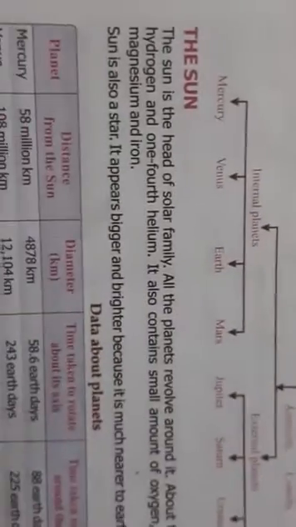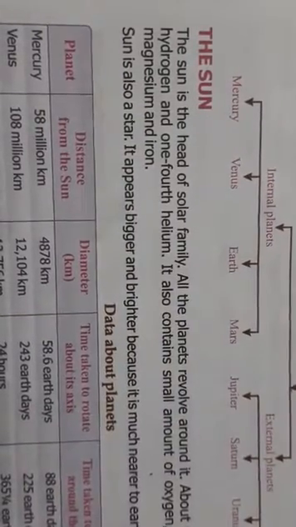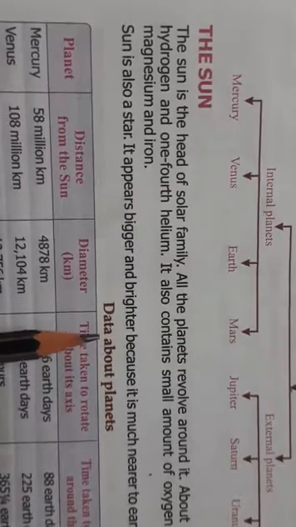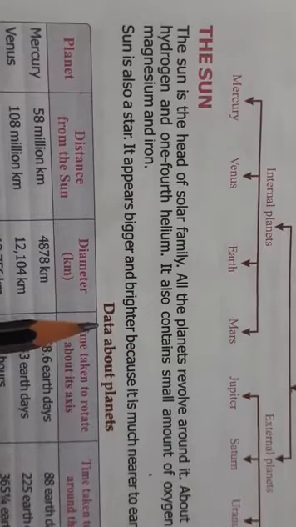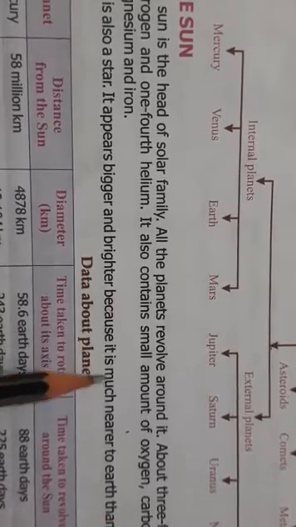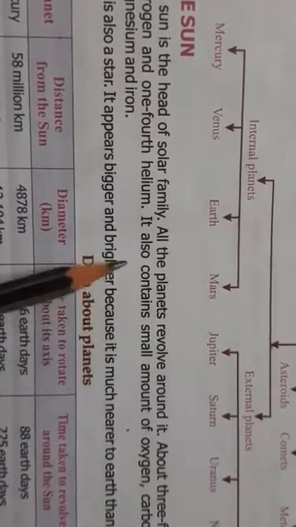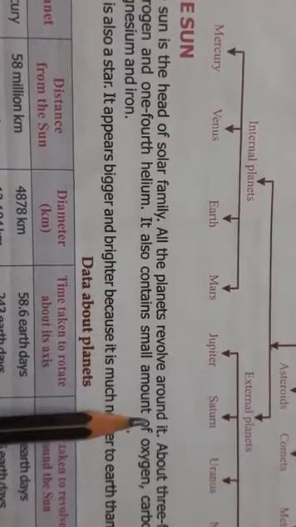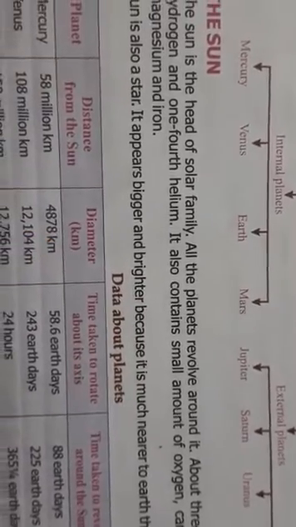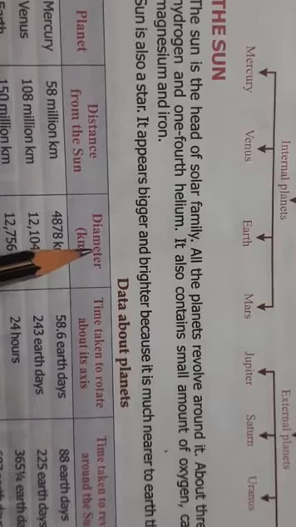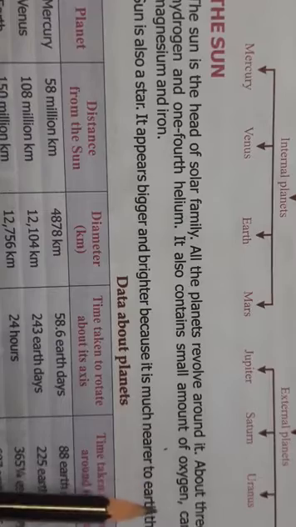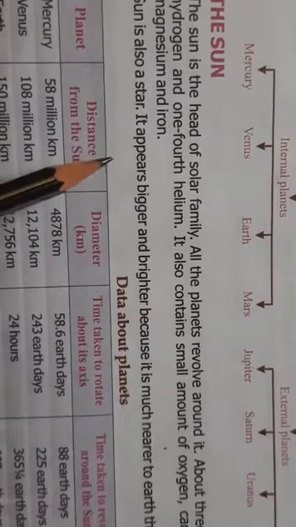Now we come to the head of the solar family, that is the sun. You all know, children, you have already been studying all these years about the sun and the planets. So we will just go through it. The planets revolve around the sun. The important part is that 3/4 of the sun is hydrogen and 1/4 is helium. Then it also contains small amounts of oxygen, carbon, neon, nitrogen, magnesium and iron.